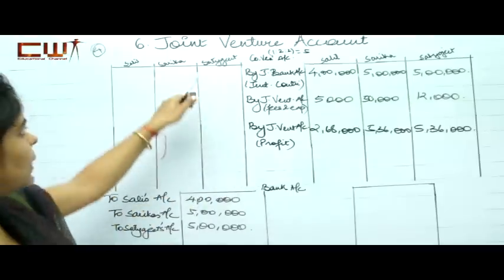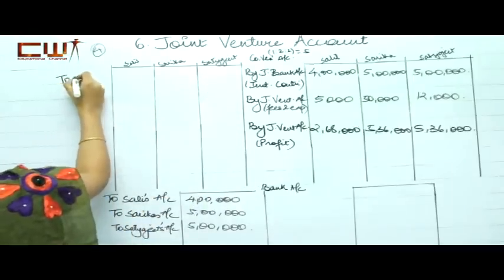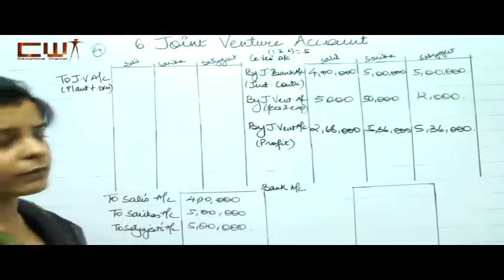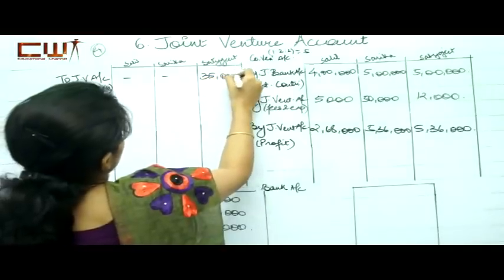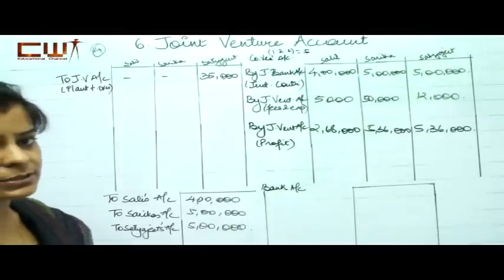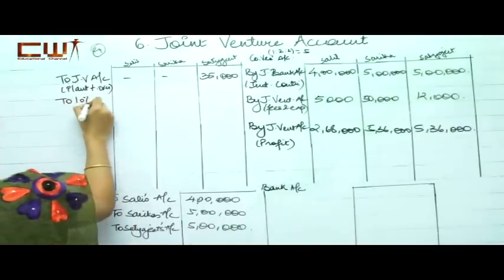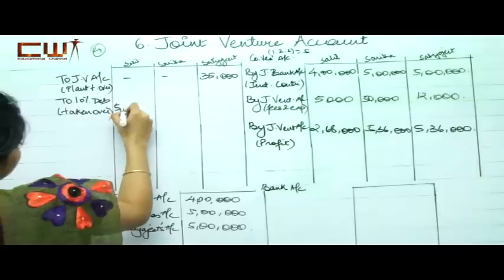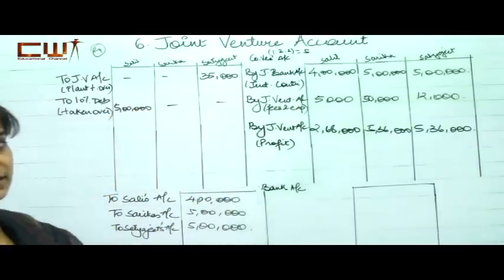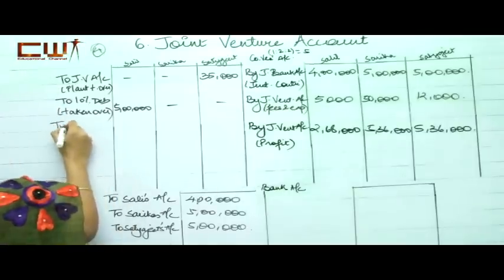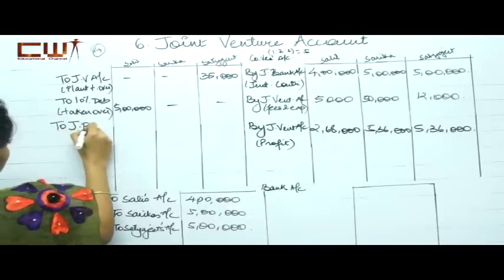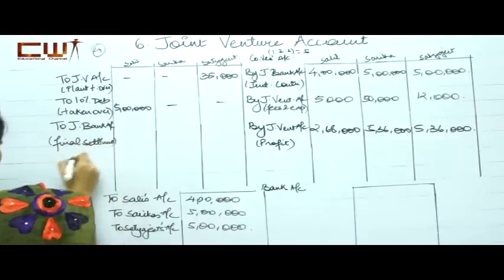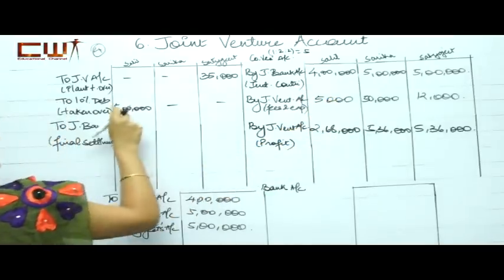Next is plant and machinery. Plant taken over by Satyajit, 35,000. So you write here please, to joint venture account, plant taken over. How much of plant is taken over? 35,000. Put a dash. Satyajit has taken over plant, so you write here plant. Next is 10% debentures have been taken over by Salil. 10% debentures taken over by Salil. How much? Worth 5 lakhs. This is 5 lakhs. Next is joint bank account final settlement. So this will go to joint bank account. Please mention final settlement, right? Final settlement means this plus this minus this.